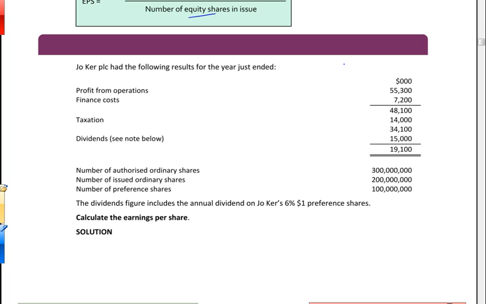So we have profit from operations, finance costs, and that's our profit before tax. Then we've got our tax, and then we have our profit after tax.